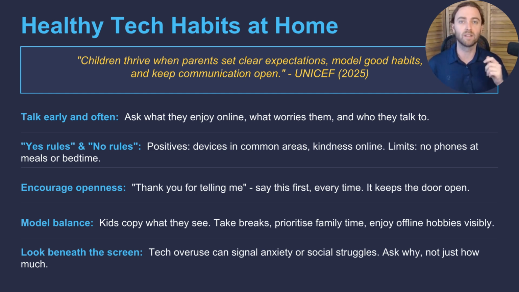The things that make the biggest difference are not really that complicated. Firstly, talking regularly about your child's digital life, the same way that you talk about school sport, so that it becomes a normal topic rather than something that only comes up when there's a problem. Secondly, creating clear family agreements around technology. Not just restrictions, but positive expectations too. What does good digital behavior look like in your home?